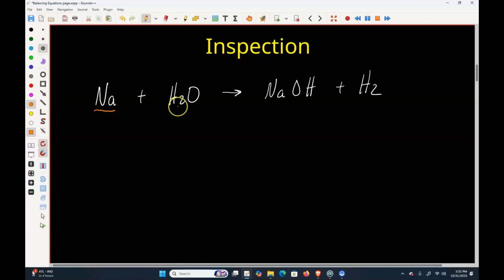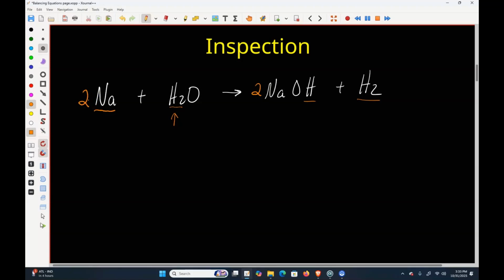My hydrogens, I have 2 hydrogens on this side and 3 on the other. So I have an even-odd problem. No matter what I multiply this by, I always get an even number. If I add an even plus an odd, I always get odd. But if I add 2 evens together, I always get an even number. So I need to make my hydrogens even. So I'm going to multiply this by 2. That gives me 2 sodiums. Go back and fix that.